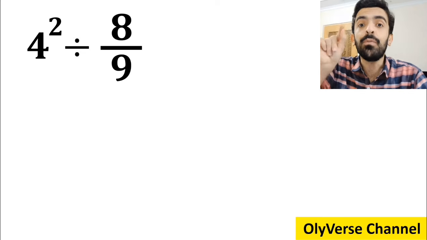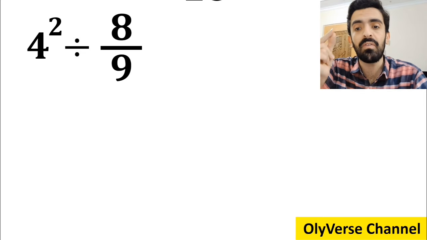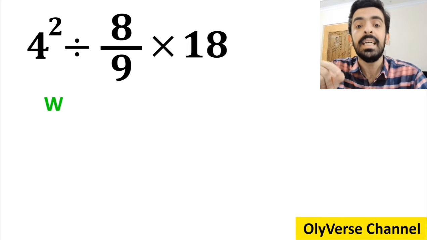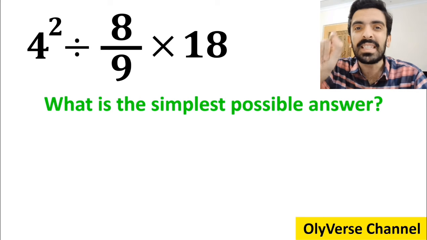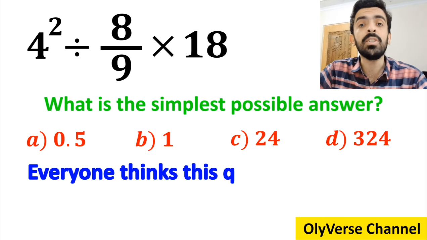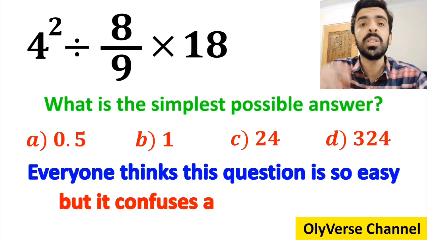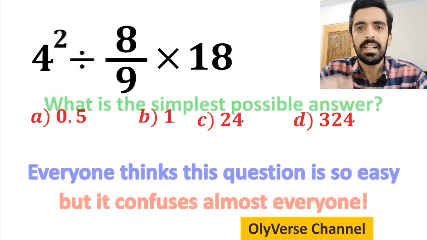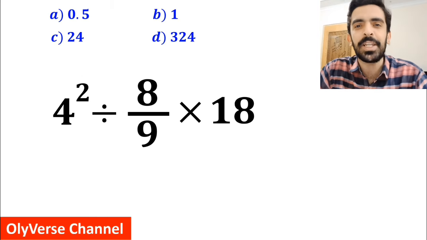If we have the expression 4 to the power of 2 divided by 8 over 9 multiplied by 18, then what is the simplest possible answer for this expression? Which option do you think is the correct answer to this question? Everyone thinks this question is so easy, but it confuses almost everyone. Let's dive in and break it down step by step together.